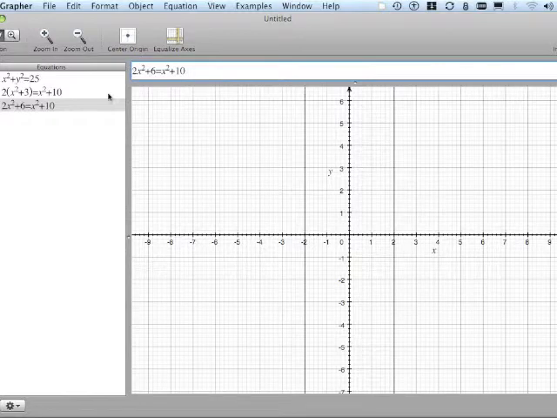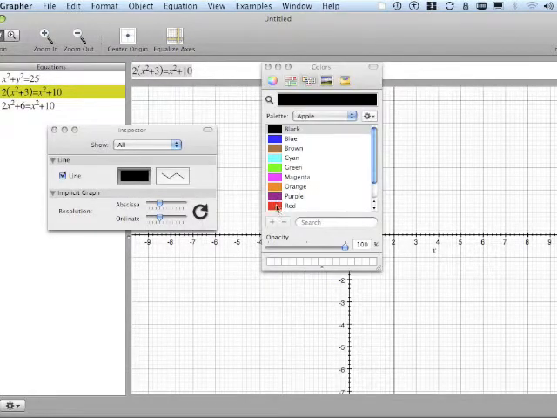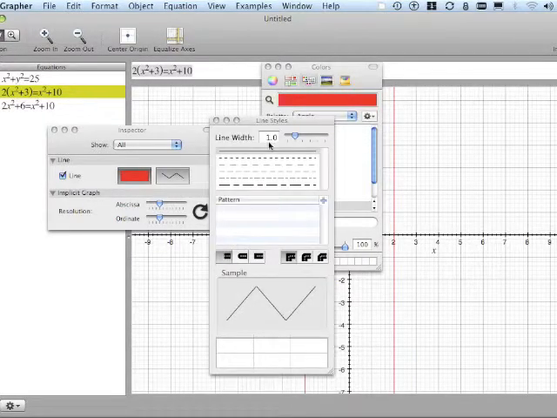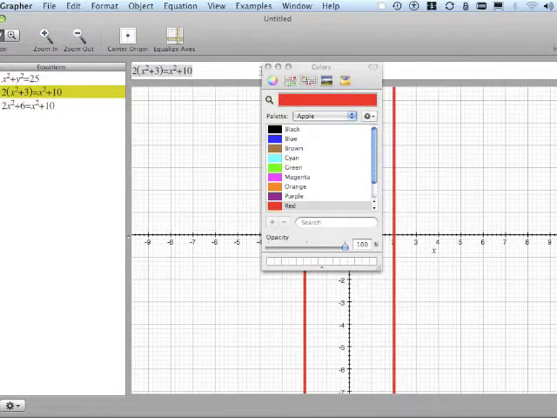And what they can do is click back and forth, click these on and off, and sometimes we even like to change the color of the original. So I'm going to click on this one and go to my inspector and make this red, and also make it nice and fat or wide. And I'm going to close this.